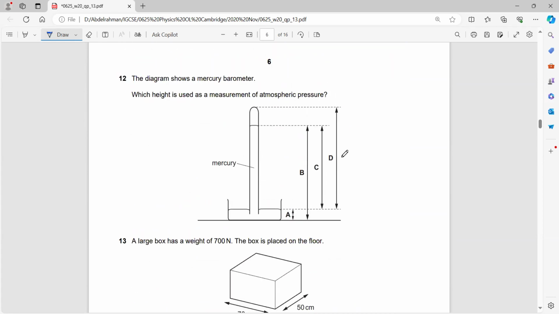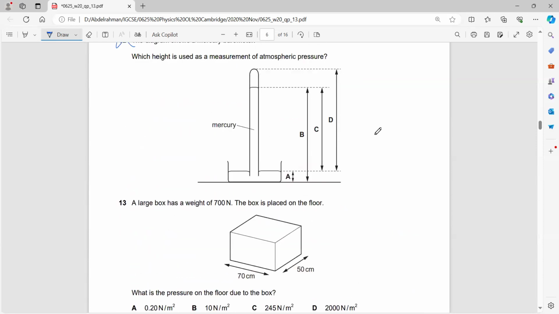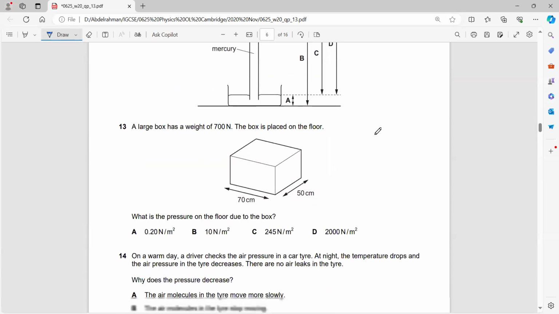Question 12 is cancelled, it has been removed. Question 13: what is the pressure on the floor? This is a really nice question. Let's solve it together. Why is it a nice question?